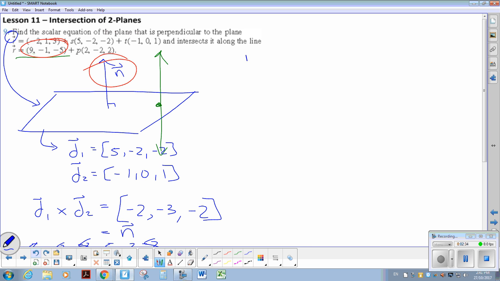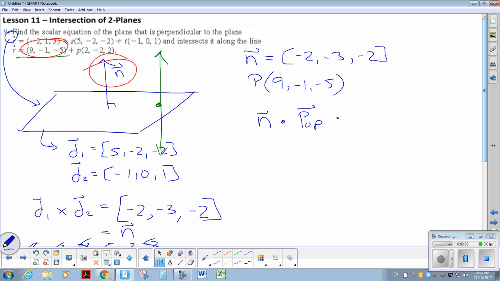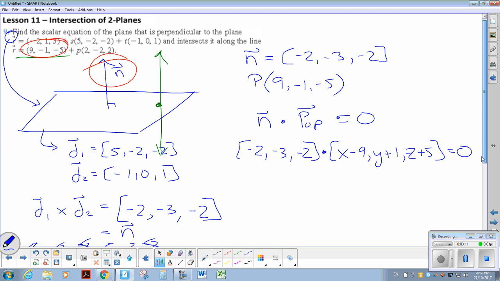So now I have a normal for my new plane. The normal again was (-2, -3, -2), and I've got a point on my plane, (9, -1, -5). If I have a normal and a point, I can come up with the scalar equation because it'll be n multiplied by Q naught P equals 0. So (-2, -3, -2) dotted with (x minus 9, y plus 1, z plus 5) equals 0.